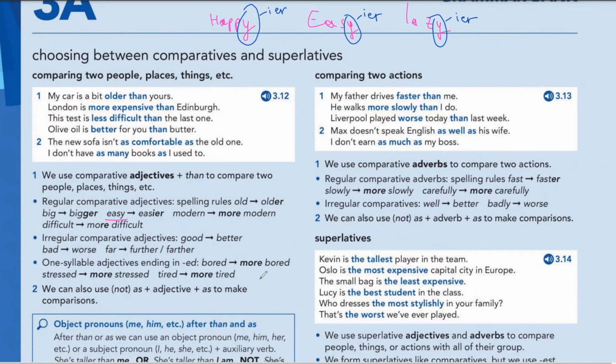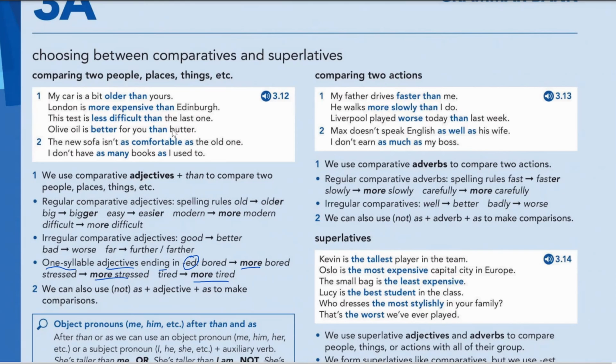And then the last thing is ED adjectives. We have got ED adjectives as well, guys. When we have ED adjectives, they're one syllable, but we can't add ER. It would be very funny. You cannot say bored and then ER. No, it doesn't work. So the rule is: for adjectives ending in ED, we use more. More bored, less bored. More stressed, less stressed. More tired, less tired. And that's it.